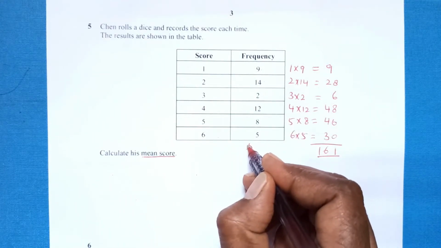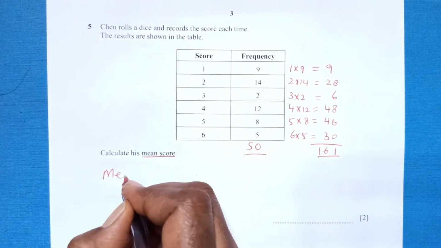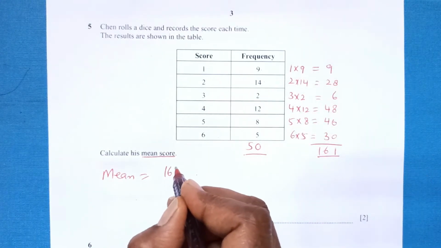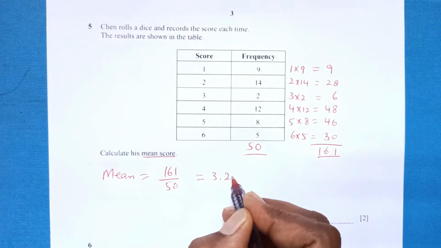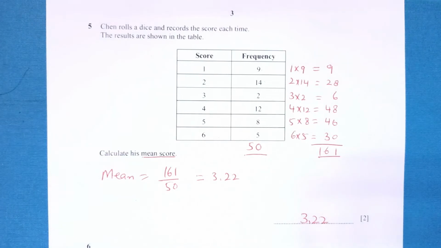This is 50. Okay. So now we will calculate mean. So mean is the total of all this, which is 161 divided by 50. When you divide this, this will be 3.22. So our answer is 3.22 in this case.